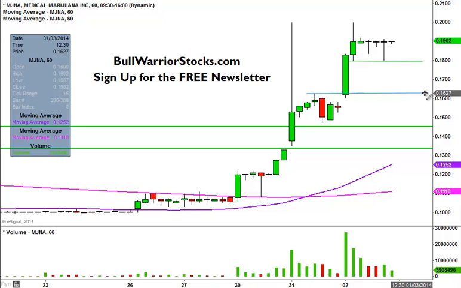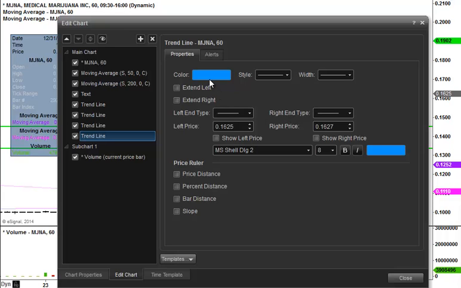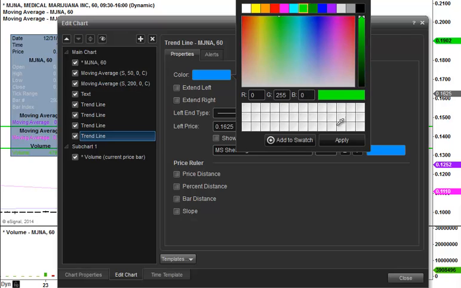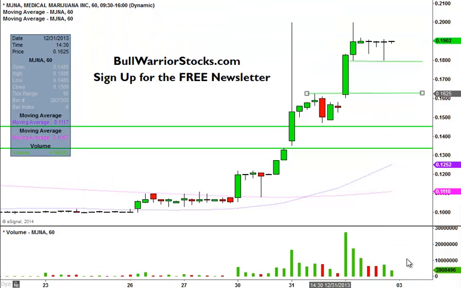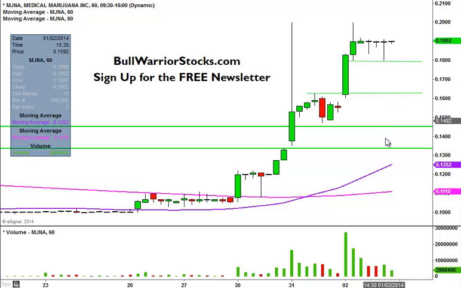Next level of support after 18, if that can't hold, is going to be right here at 0.1625, so 16 cents is going to be another level of support to keep an eye on. And then you have these ones down here that we've already discussed.